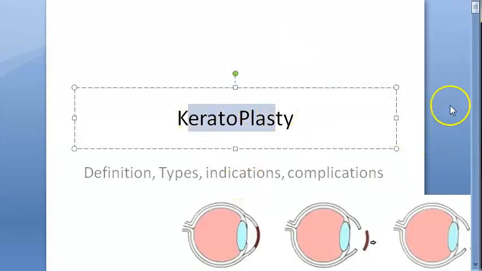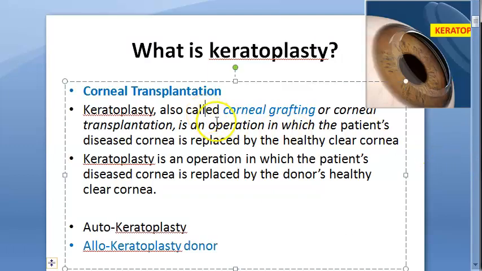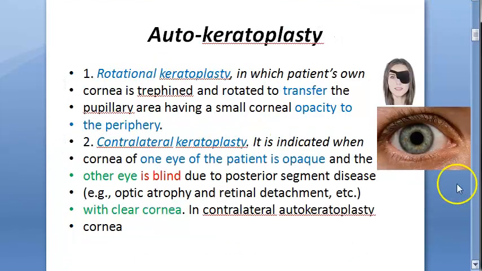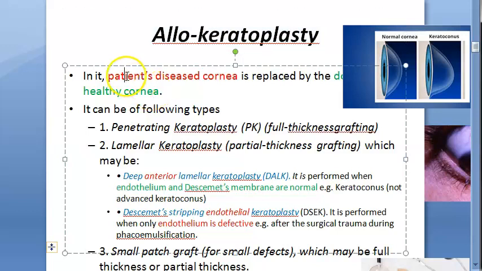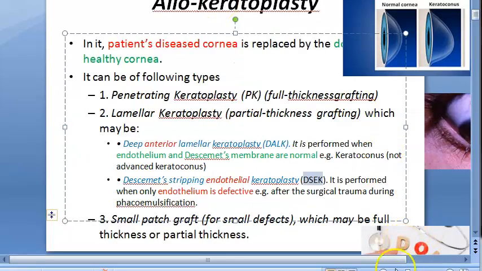We started off with this video on keratoplasty. We saw what keratoplasty is, nothing but corneal transplantation, corneal grafting. There are two types. Autokeratoplasty, where the same person's cornea is used, and allokeratoplasty, where you take the patient's diseased cornea and replace it with the donor's healthy cornea. There you have penetrating keratoplasty, full thickness, and lamellar, which is partial thickness. In lamellar, you have DALK and DSEK. DALK is deep anterior lamellar keratoplasty. DSEK is Descemet's stripping endothelial keratoplasty. Then you also have small patch graft.